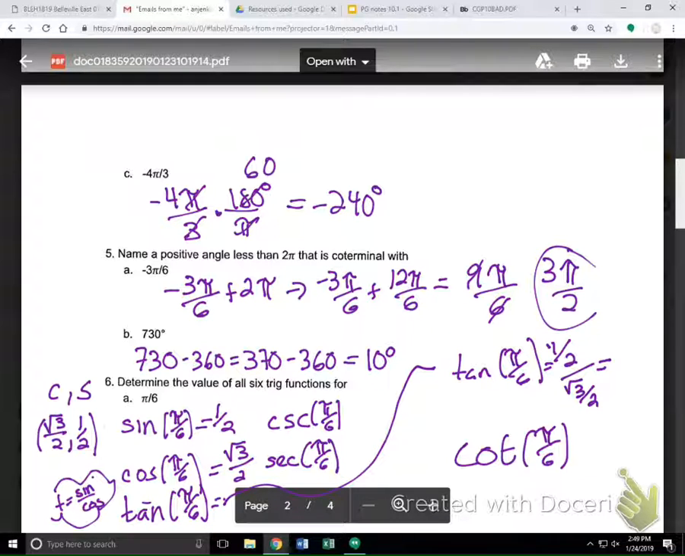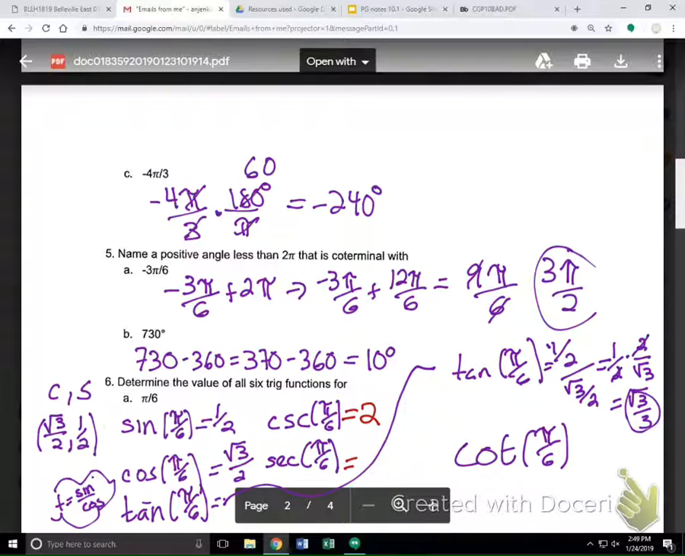I moved it up. So I end up here with 1/2 times... Dividing by a fraction is the same thing as multiplying by a reciprocal. 2 over root 3. Those would cancel. 1 over root 3. So cosecant is the reciprocal of sine. So it's going to be 1 over 1/2, or just 2.